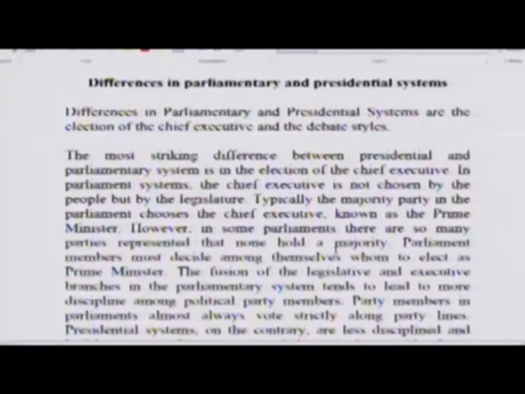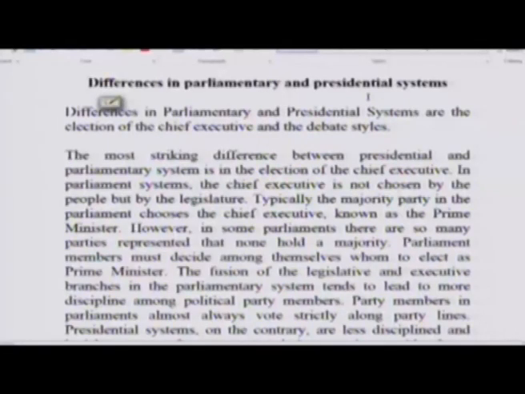So, as is clear, this text actually compares two different forms of democracy which are present in the world at present. So, these are parliamentary democracy and presidential democracy. So, the first part actually talks about differences between these two. So, what are the parameters? It is clearly mentioned in the very beginning. One is how the chief executive is elected, and then the second one, how the debate is conducted. So, now these two points are explained in detail in the next paragraph.